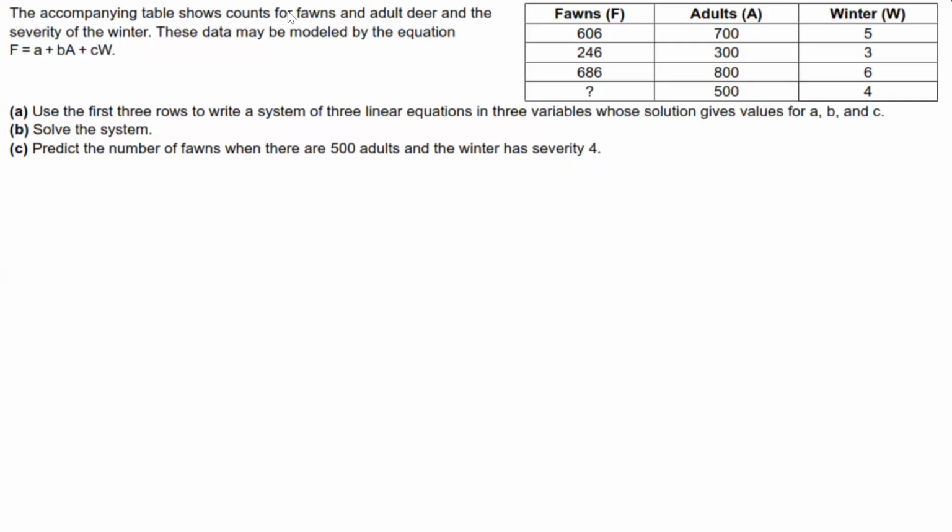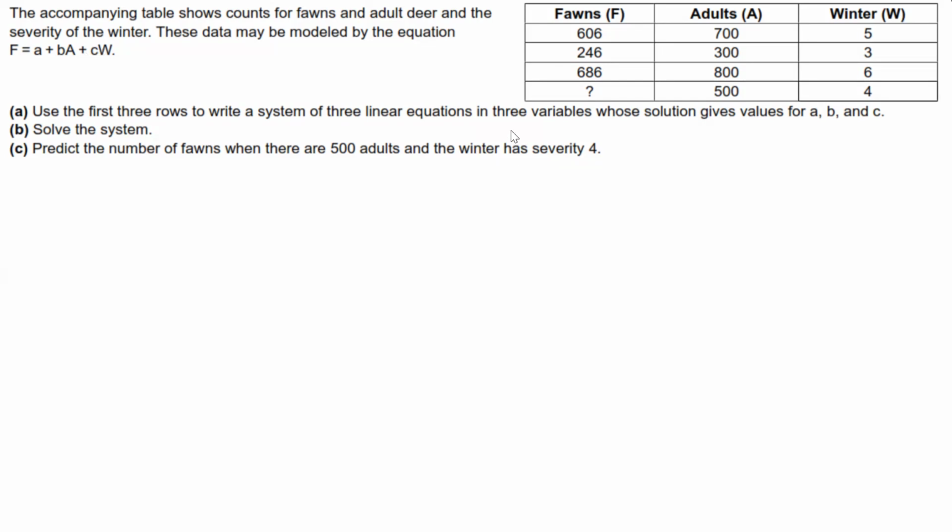All right, so here we have the table again, and it shows the counts for fawns and adult deer and the severity of the winter. The data is modeled by the equation F equals A plus B times capital A plus C times capital W. F is fawns, A is adults, W is winter. So we're supposed to use the first three rows to write a system of three linear equations and three variables whose values are A, B, and C.